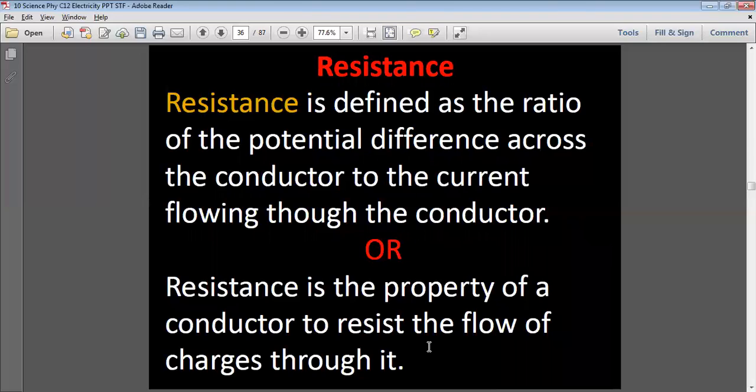Define resistance. Resistance is defined as the ratio of the potential difference across the conductor to the current flowing through the conductor. Or one more definition: resistance is a property of a conductor to resist the flow of charge through it.